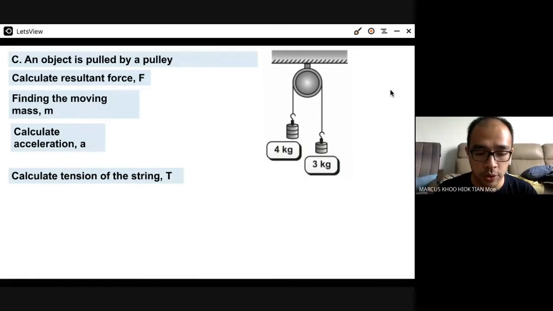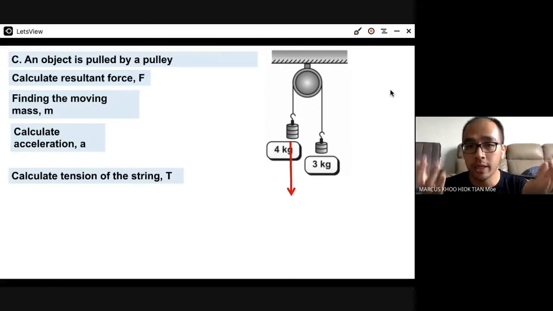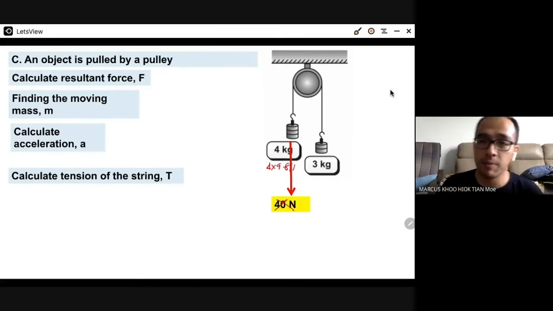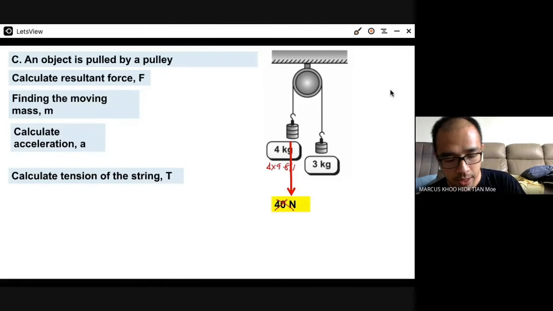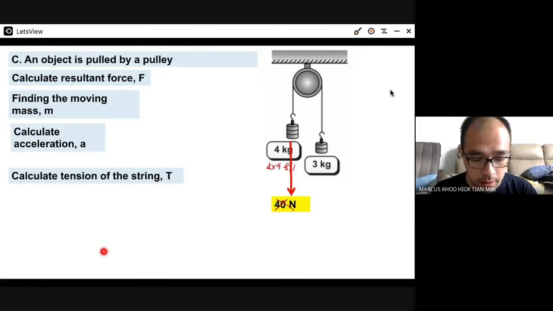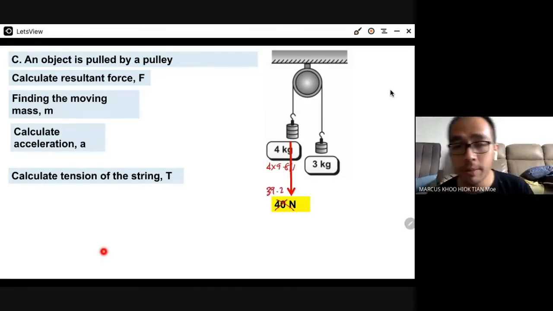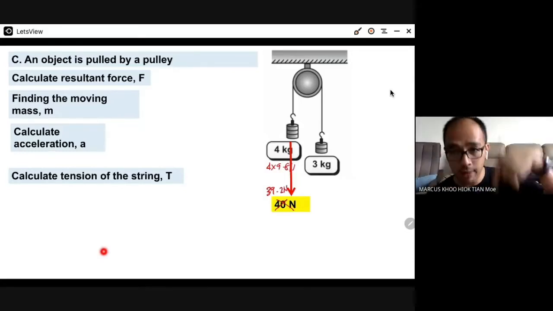I'm just going to go through this once. So obviously, everything that has mass will definitely have weight. This actually shouldn't be 40 newtons. This should be 4 times 9.81, which is how much? 4 times 9.81, somebody please? 39.24. Okay, thank you. I'm just going to use 39.2. So this is 39.2 downwards.